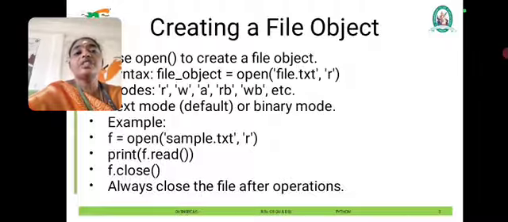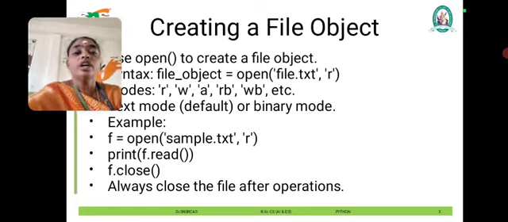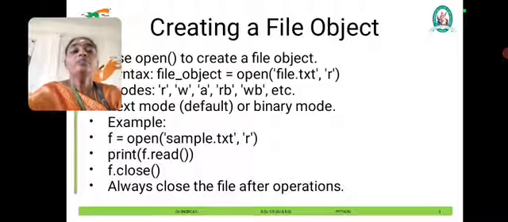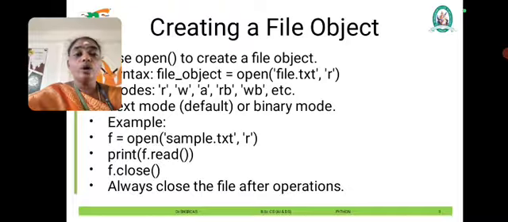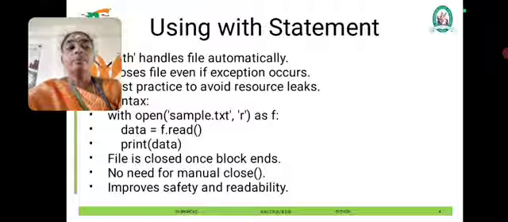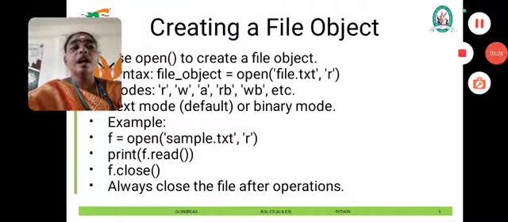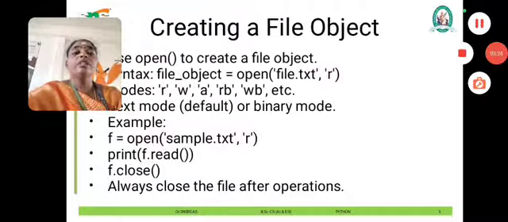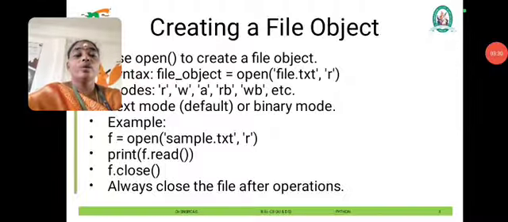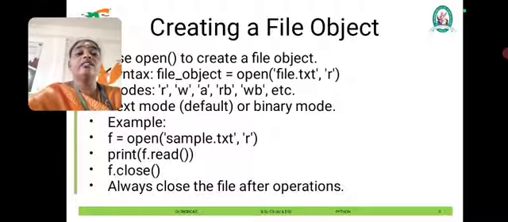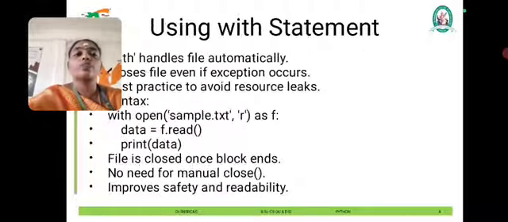The default mode is text mode or binary mode. If you are using a normal file, that is text mode. If you are using a binary file, that is binary mode. For example, f = open('sample.txt', 'r'): the file name is sample.txt and the mode is read mode. If you print f.read(), the content inside the file is displayed, and after reading the content the file is closed with f.close().